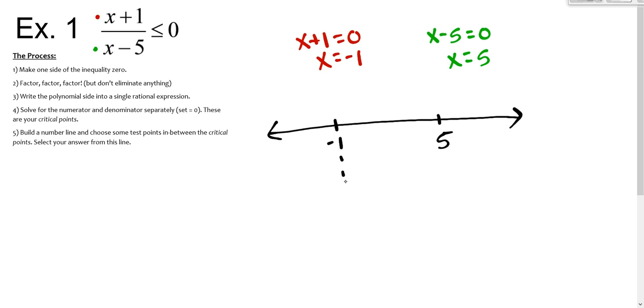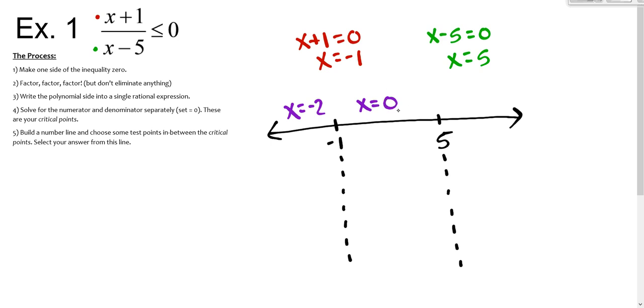What I'm going to do next is the part where it says to build a number line and choose some test points. If these are my critical points, it's really where the graph is changing to be above 0 or below 0. So I'm going to pick some numbers. The first number that I'm going to pick has to be less than -1. So I'm just going to pick x equals -2. The next number that I'm going to test has to be in between -1 and 5. So I'm going to pick 0. If you have an opportunity to pick 0, oh my God, pick 0.